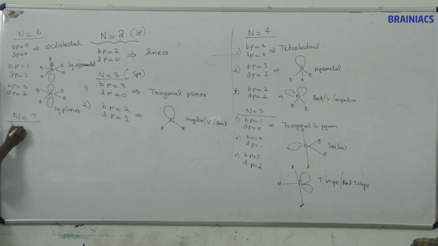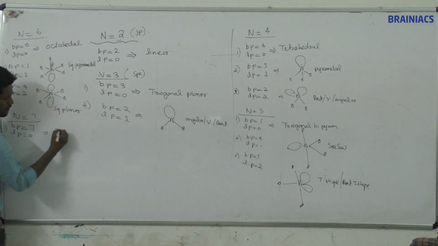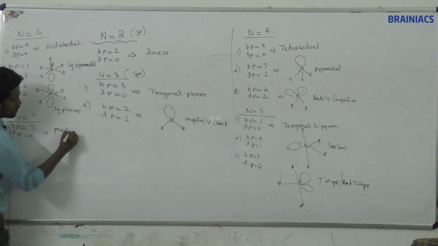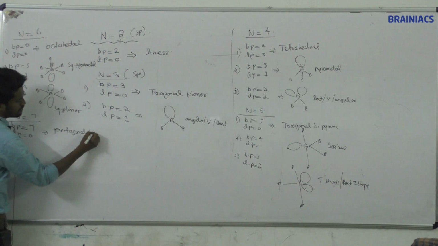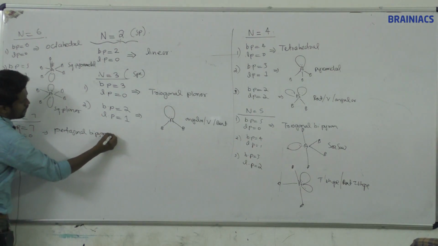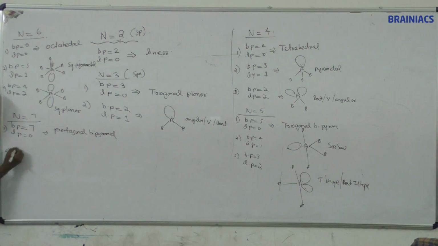So bond pair is equal to what? Bond pair is equal to 7 and lone pair is equal to 0. So what is the geometry? It is pentagonal bipyramidal. And bond pair 6 and lone pair is equal to 1.